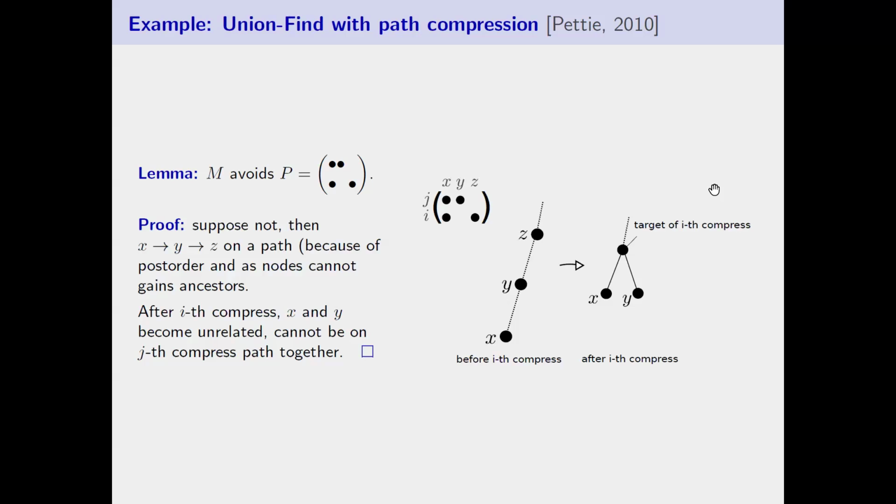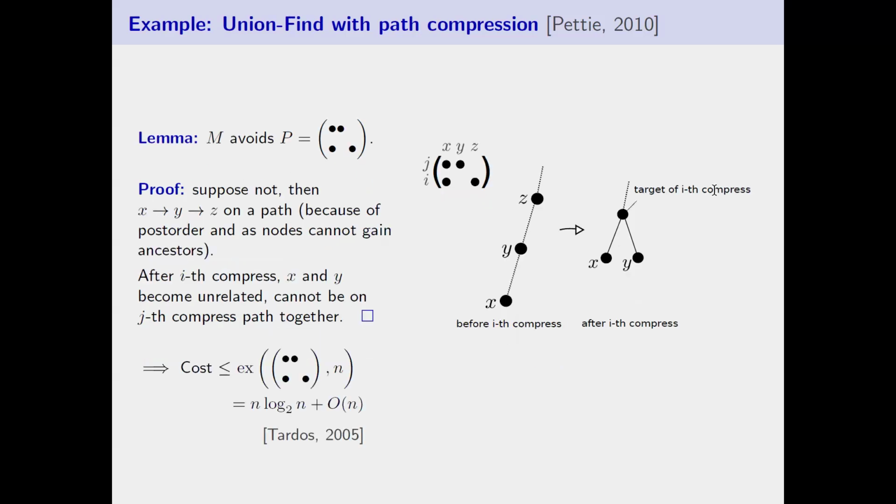So then after the compression, x and y become siblings. So at a later time, they cannot be compressed together because they are siblings. They are not on the same path, and they will never be on the same path again. Okay, so this is impossible. This pattern cannot occur. And then we go to the library and check what the extremal function of this pattern is. Gabor Tardos did the hard work for us and showed that it's n log n.